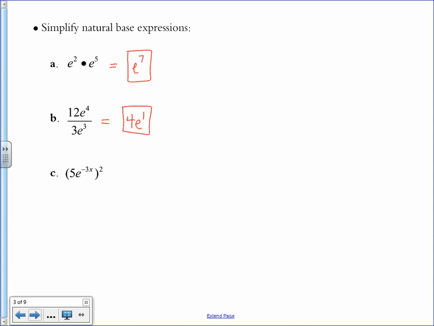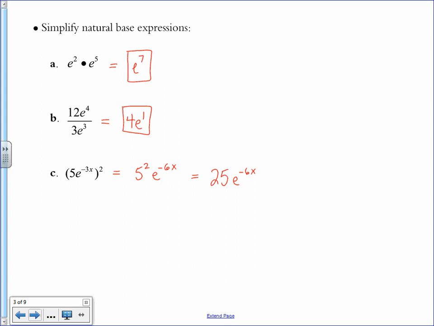And no, you do not need to show that 1, but I'm putting it there so you can see the math that I did. Remember, if there's an exponent outside a parentheses, it's going to come in and affect all of the exponents inside. So the 5, which currently has a 1 on it, becomes 5 to the second power. And the e, which currently has a negative 3x, becomes a negative 6x power. And then we just have to simplify this expression. 5 to the second power is 25. e to the negative 6x is, well, it's e to the negative 6x.